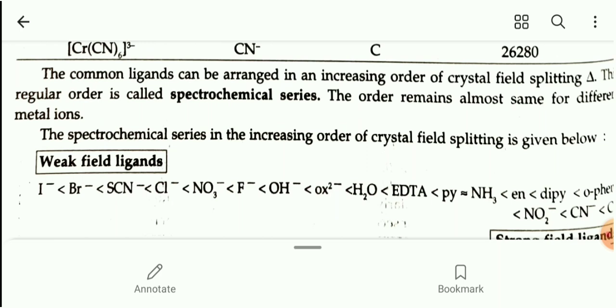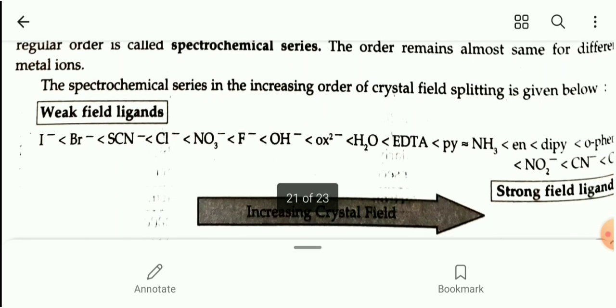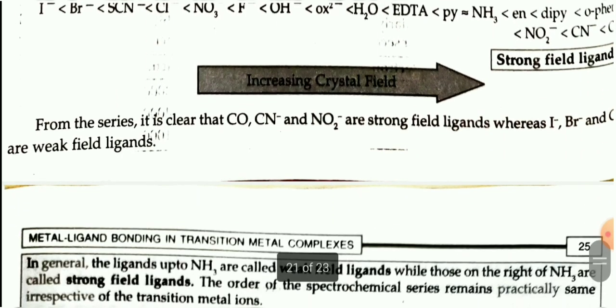The order remains almost the same for different metal ions. The spectrochemical series in the increasing order of crystal field splitting is given by, weak field ligands: I negative, Br negative, SCN negative, Cl negative, NO3 negative, F negative, OH negative, ox square negative, H2O, EDTA, py, NH3, en, dipy, o-phenyl, NO2 negative, CN negative, and CO.